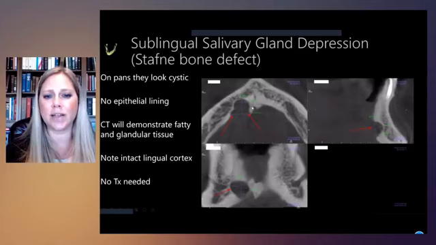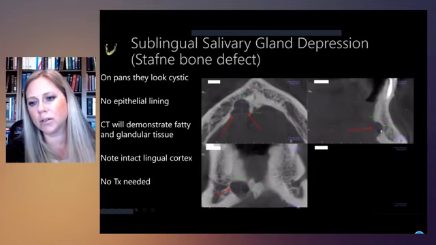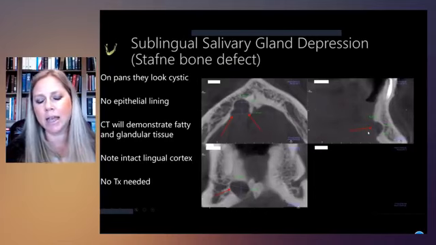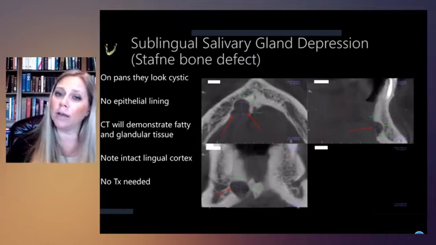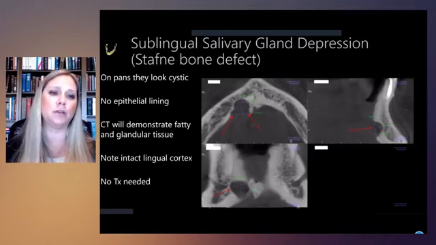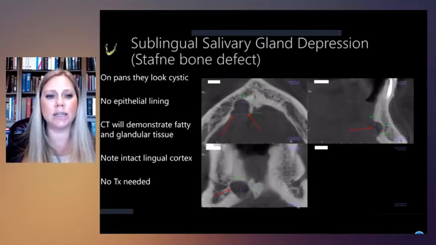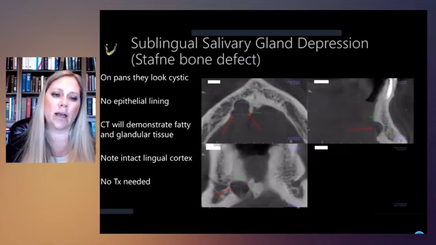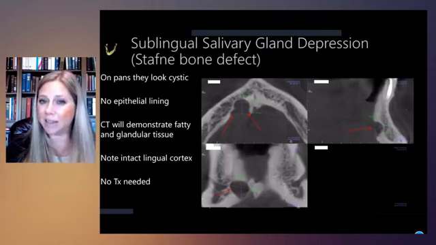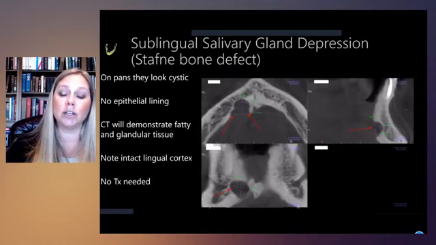How do I know that we're looking at a Stafne bone defect? Well, what we can see is we have intact cortical borders. And so clearly what's happening is we have a peripheral entity that's pushing in on the bone. It's slow growing because it's slowly remodeling that bone. And that lets us know that, yes, we do have the classic signs of a Stafne bone defect. Now, these do not have an epithelial lining. If we look at them with CT, they have fatty and glandular tissues. And there's a variety of theories behind why this might happen. But the key is we have that intact lingual cortical bone. It is in the region that we have salivary tissues. And really no treatment is needed in these cases.